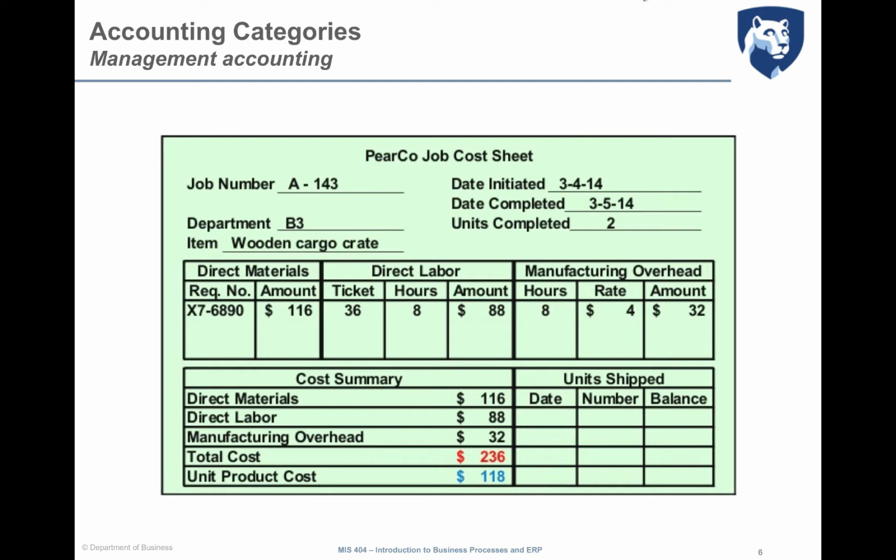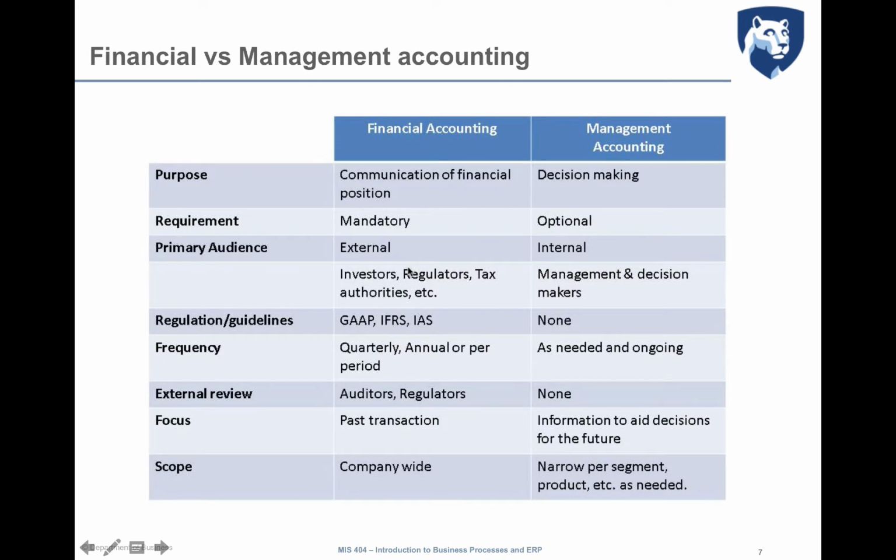In particular, in these slides, you can see a particular example of a management accounting document named the job cost sheet, related to a particular item, the wooden cargo crate. The key difference between managerial and financial accounting is essentially the fact that managerial accounting, so management accounting, aims at helping managers within the organization in the decision-making process.